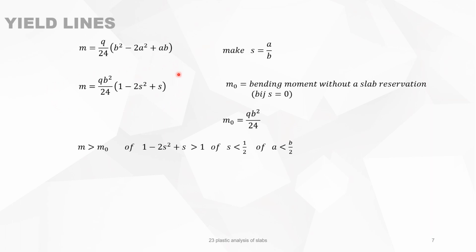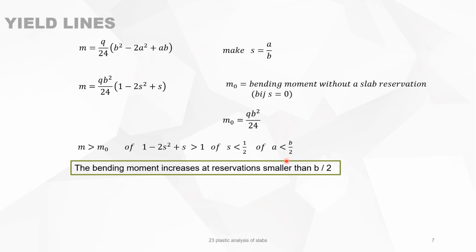And now we can make an interpretation of this equation. When the bending moment is larger than the initial bending moment without reservation in the slab, this amount must be bigger than 1, or S must be smaller than half, so A must be smaller than B over 2. This means that the bending moment increases at reservations smaller than B over 2, not larger. So if you make a reservation in a slab, make sure it's larger than B over 2. Then your bending moment will not increase and your existing reinforcement will fulfill this task.